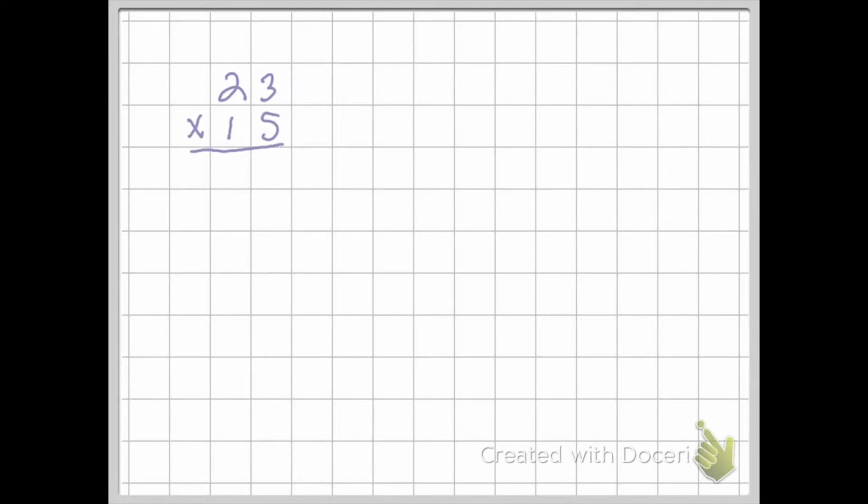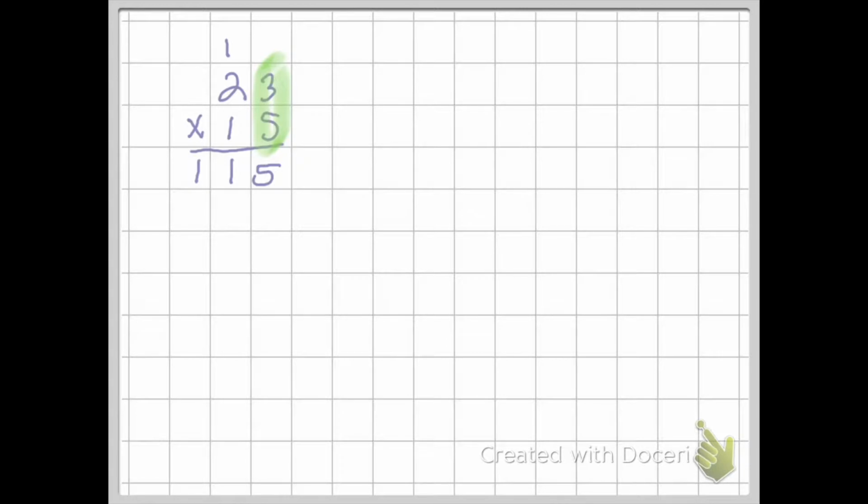And the first thing that we're going to do is multiply these ones place values. So 3 times 5 is 15. Regroup the 1. And 5, which is in the ones place, times 2 in the tens place is 10. Plus 1 is 11.